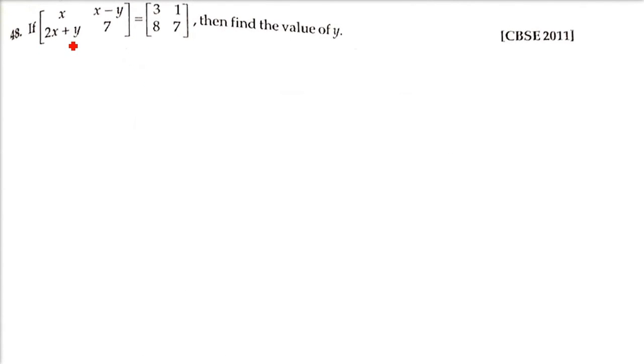Now if it is this given, let us equate, because x is already given as 3. You can take x minus y equals 1. x is 3 here, so 3 minus y equals 1. y will be equal to 3 minus 1, that is going to be 2. So x is 3, y equals 2.